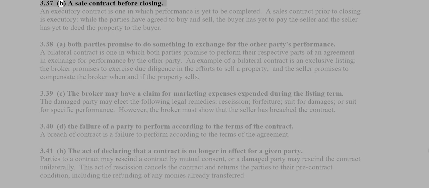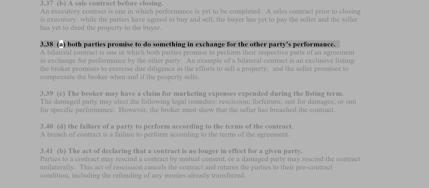3.37 b. A sale contract before closing. An executory contract is one in which performance is yet to be completed. A sales contract prior to closing is executory. While the parties have agreed to buy and sell, the buyer has yet to pay the seller and the seller has yet to deed the property to the buyer.